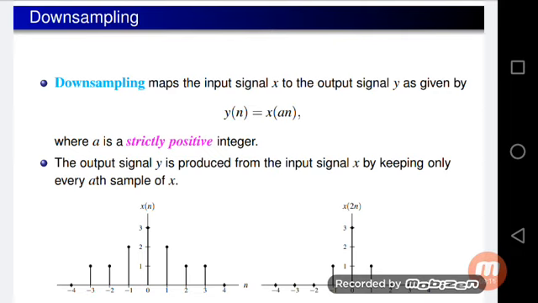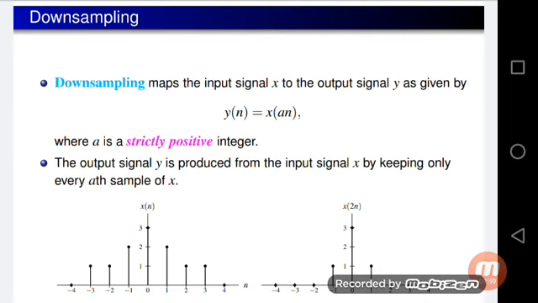With respect to the time. So that means by using downsampling, it will decrease or compress the given signals, and then execute the converted signals from the output side. That is the main objective of downsampling.